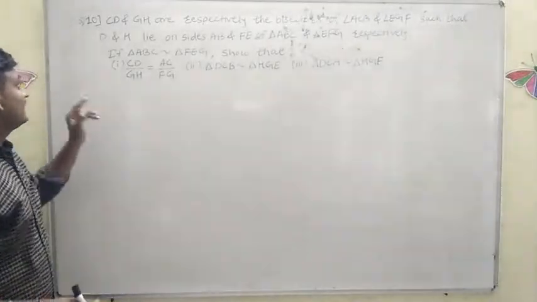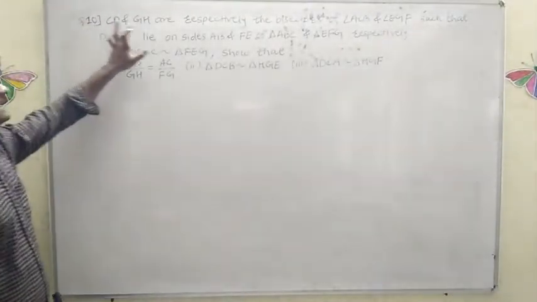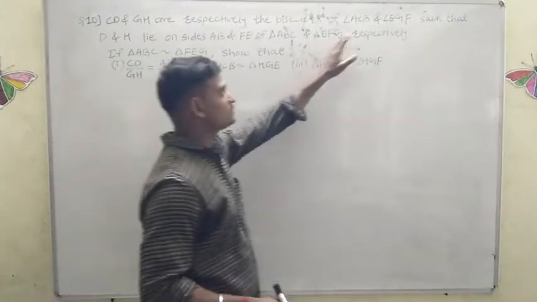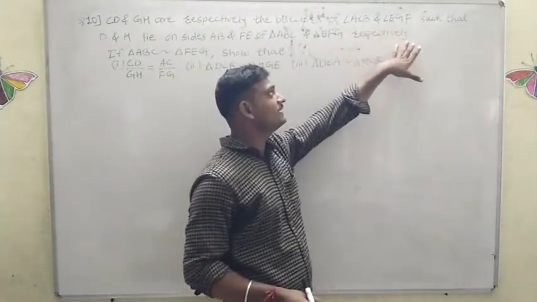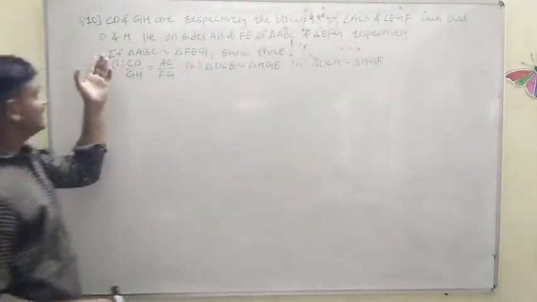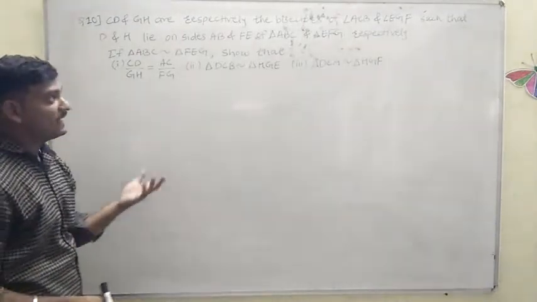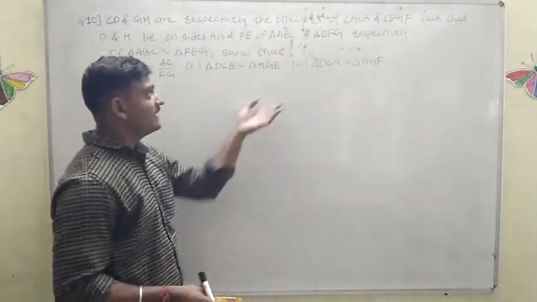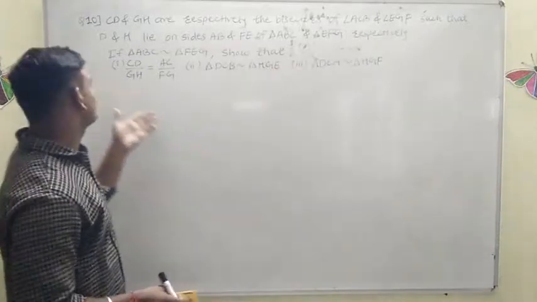Now we will see question number 10. See in question number 10 what is given. CD and GH respectively are the bisectors of angle ACB and angle EGF such that D and H lie on the sides AB and FE of triangle ABC and triangle EFG respectively.